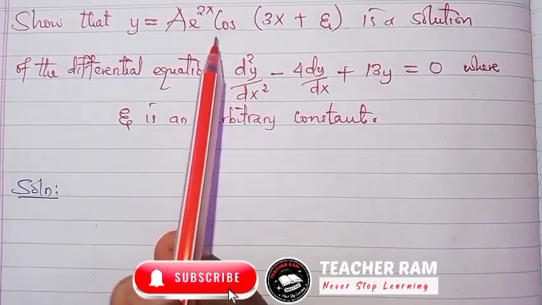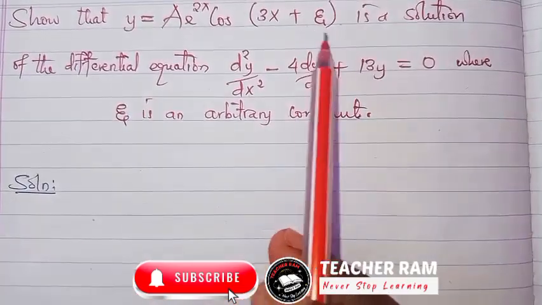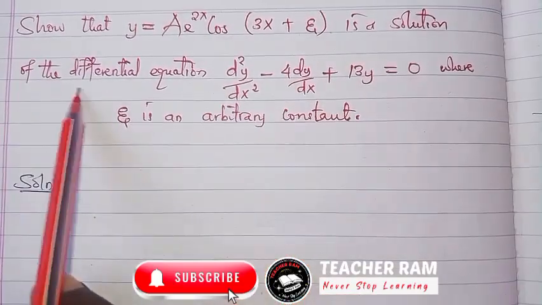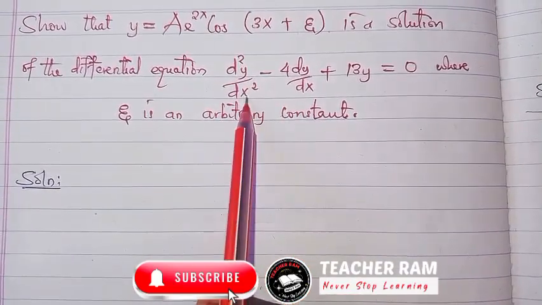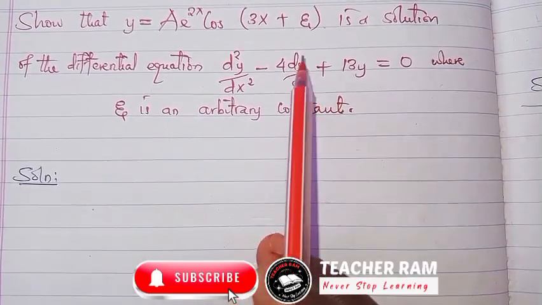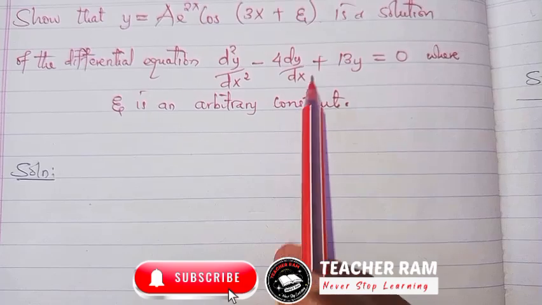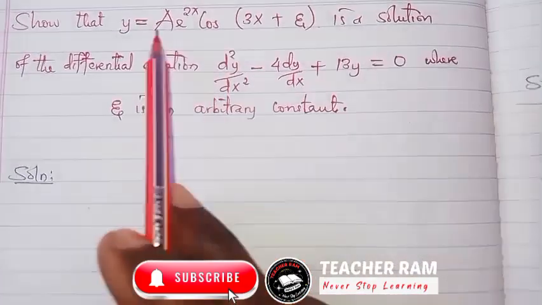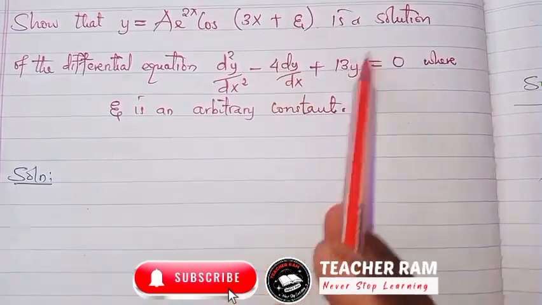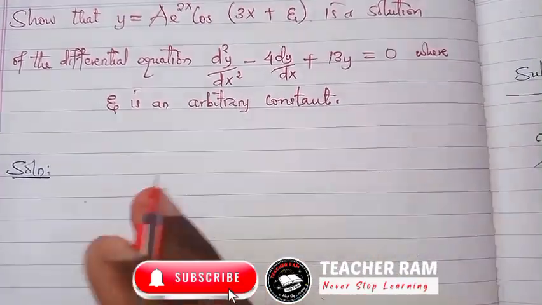Today we are going to solve a question which states: show that y equals a e^(2x) multiplied by cos(3x + ε) is a solution of the differential equation d²y/dx² minus 4 dy/dx plus 13y equals 0. So we are required to show that this is a solution of the differential equation, where ε is an arbitrary constant.